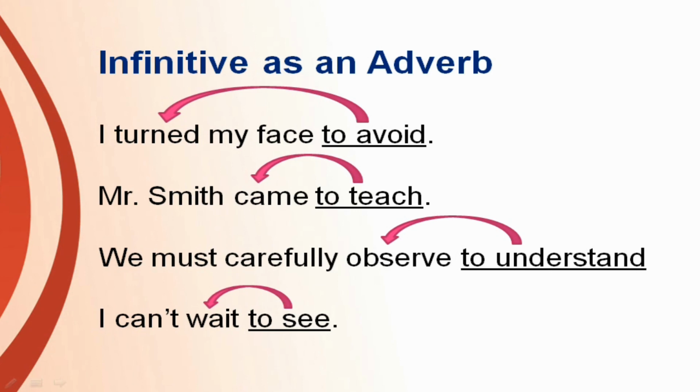I can't wait to see. In this sentence, to see functions as an adverb. And this adverb is made up of two words, to plus verb first form, an infinitive, and this infinitive functions as an adverb telling us something about the verb wait. That's why I call it an adverb. In this slide, I demonstrated how an infinitive functions as an adverb.